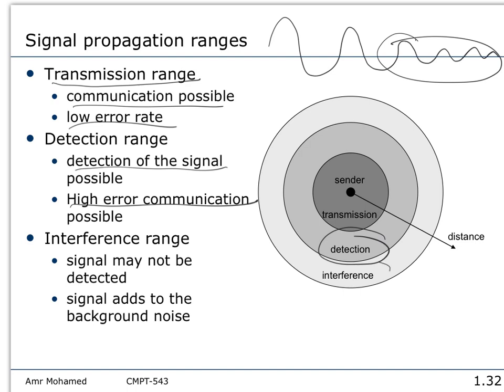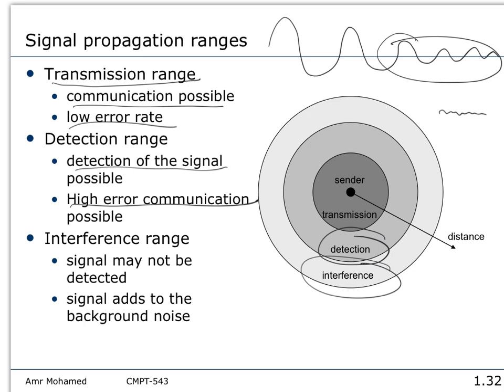And there is the interference range. In the interference range, the signal may not be detected, meaning that the signal is below the threshold, and we consider it noise. Right? So if we try to extract ones and zeros from this signal, probably the error will be 100%. But that doesn't mean that the signal does not exist physically. A signal still exists. It's still there, right? But I cannot really detect anything out of this.